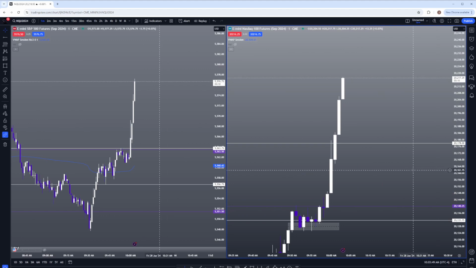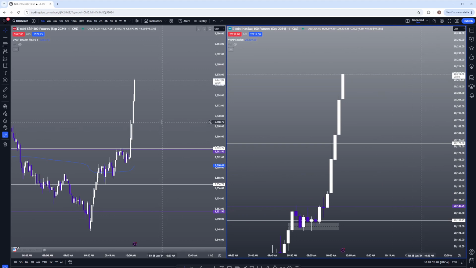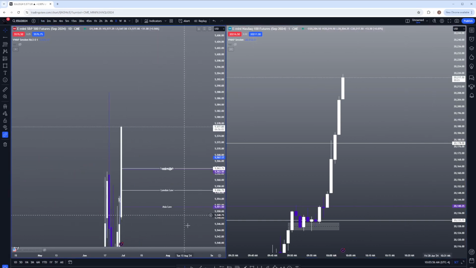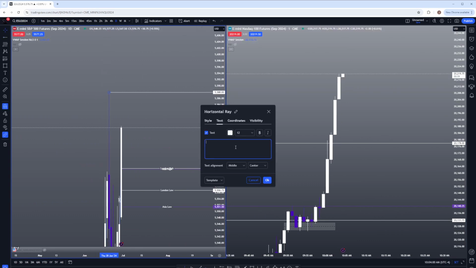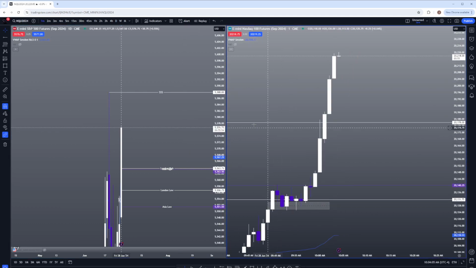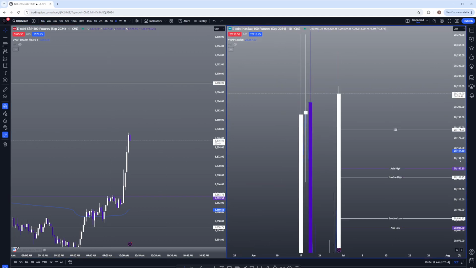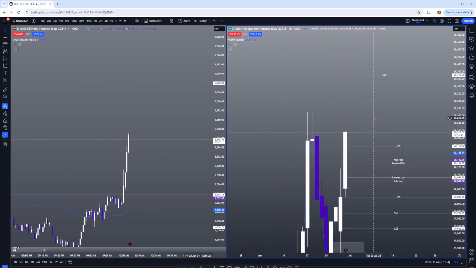I mean, this one's still running. This one is going crazy right now. ES is almost back to all-time highs. And we can see on NQ we have all-time highs up here. We're getting closer. We're running right through that bearish imbalance.